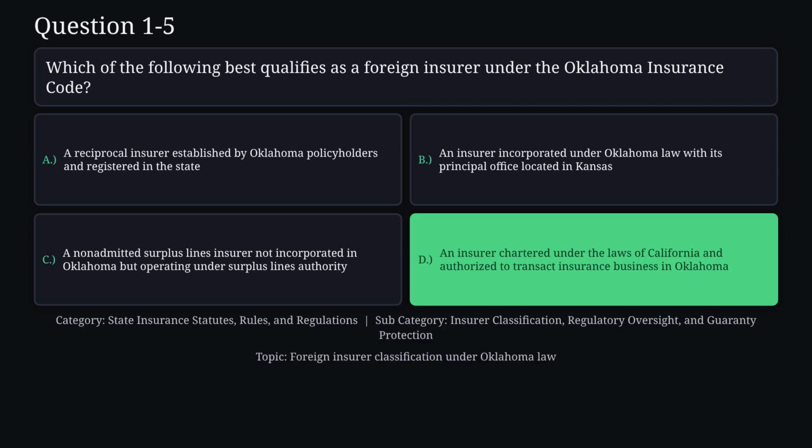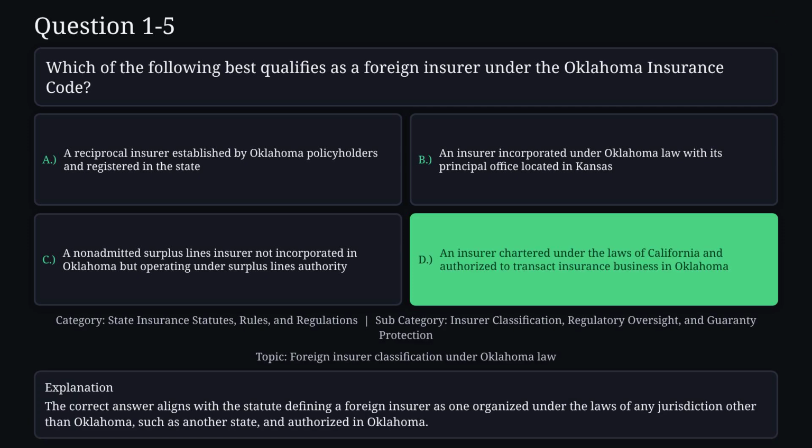The correct answer is D. The correct answer aligns with the statute defining a foreign insurer as one organized under the laws of any jurisdiction other than Oklahoma, such as another state, and authorized in Oklahoma.